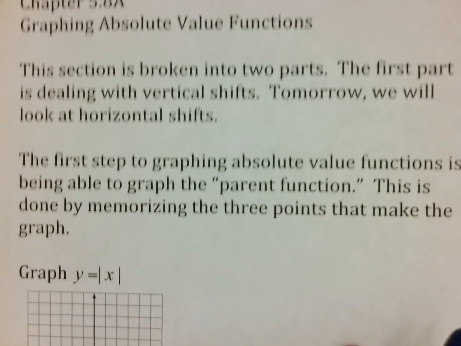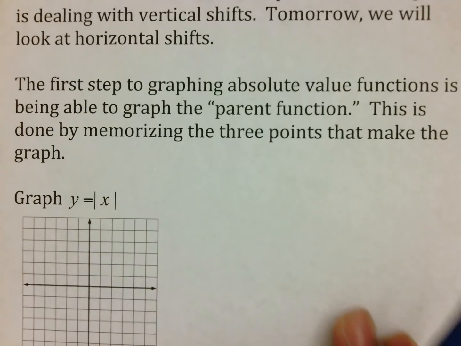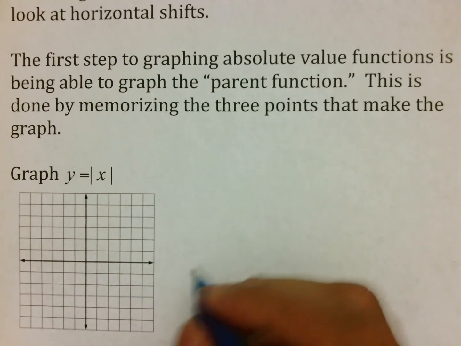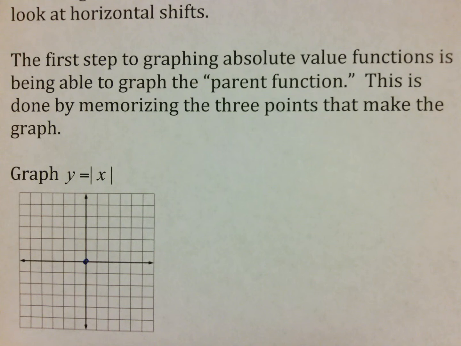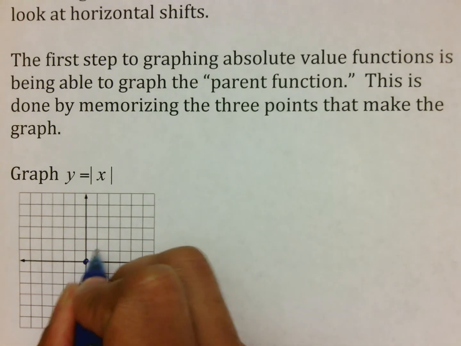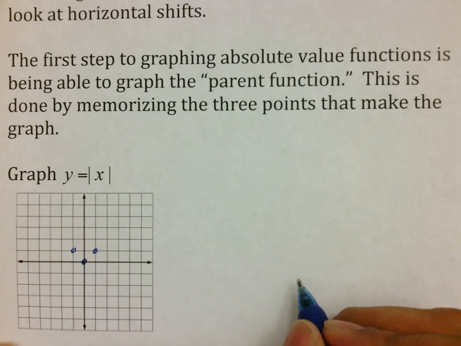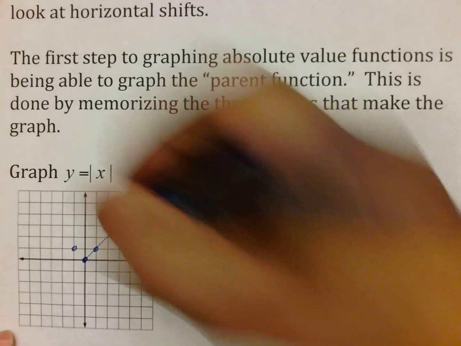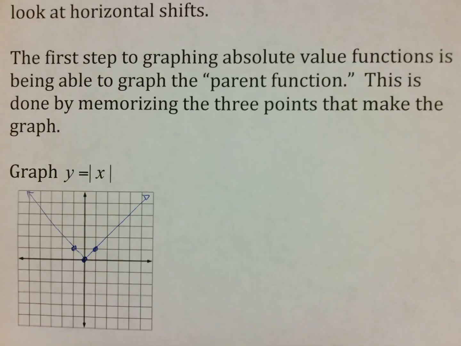But the first step to graphing any absolute value function is being able to graph what we call the parent function. This is done by memorizing the 3 points that make up the graph. The 3 points are at 0, 0, which is your center, so put that point there, and then 1 over 1 up, and then 1 back and 1 up. And pretty much what you get from that is the shape of a V, so you draw a straight line through that side, and you draw a straight line through that side, and that is the graph of an absolute value function.